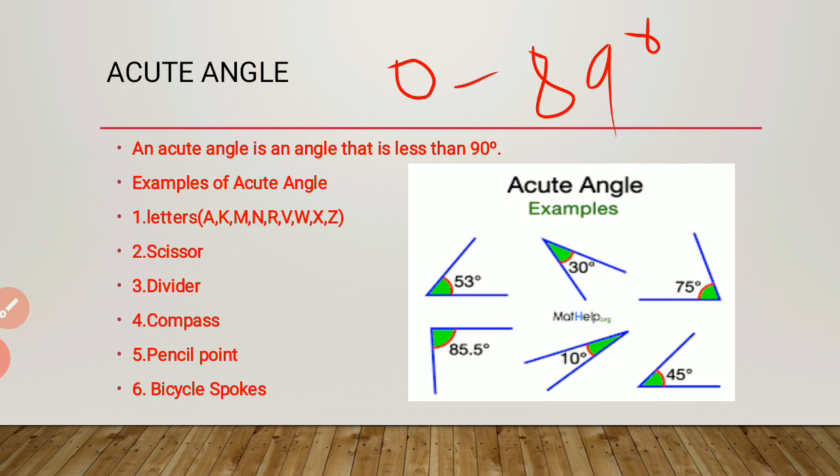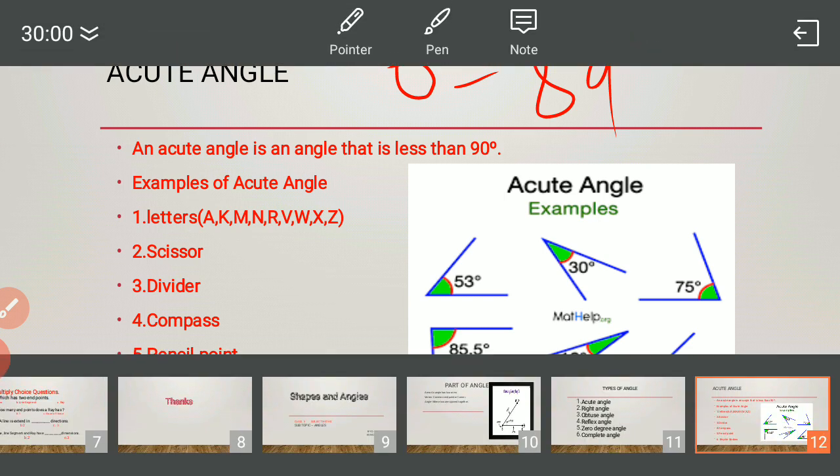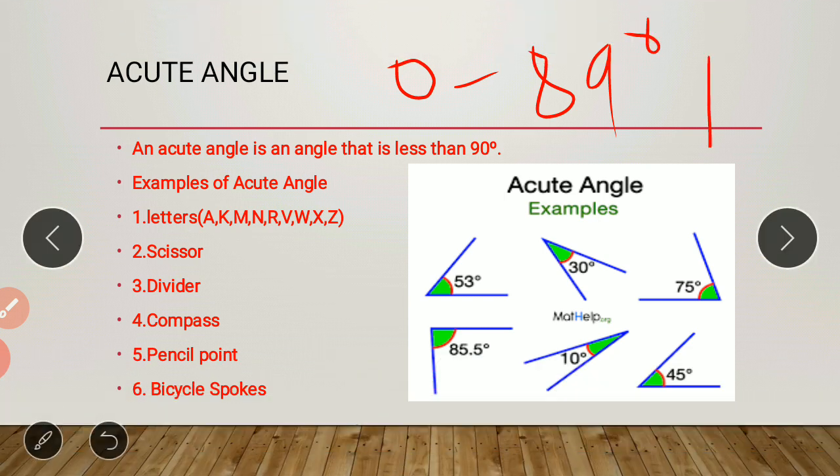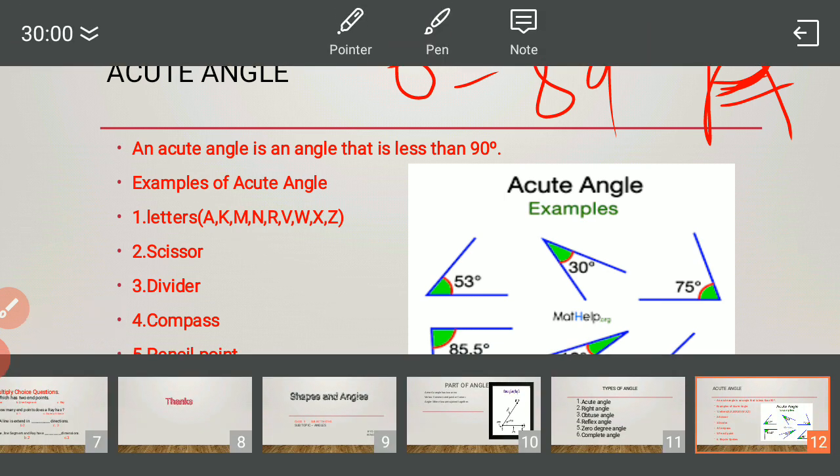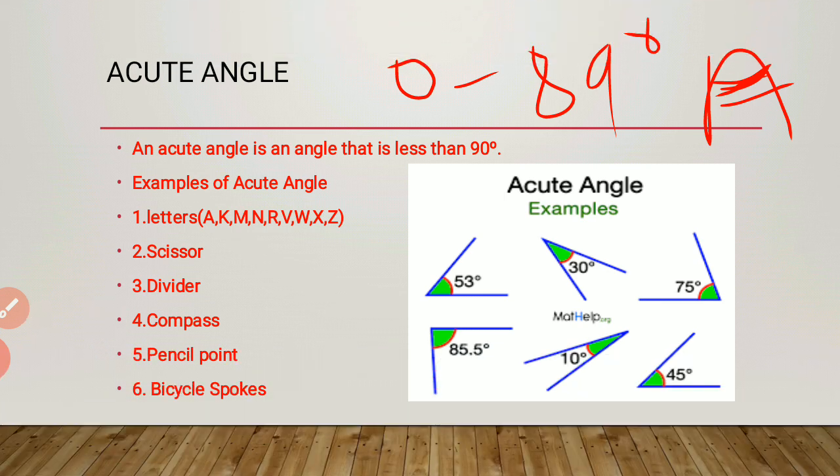Then A. I am writing here A. This letter is making an angle and its angle is an acute angle. And like this, K, M, N, R, V, W, X or Z, these letters are also making an acute angle.